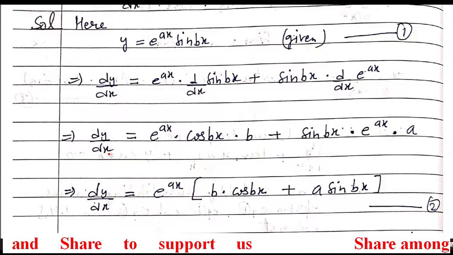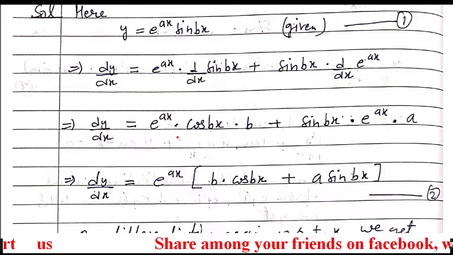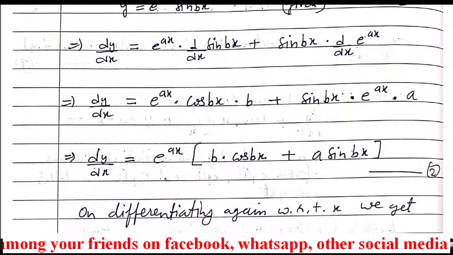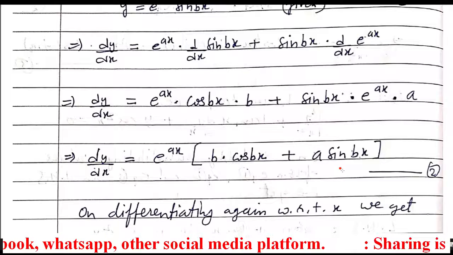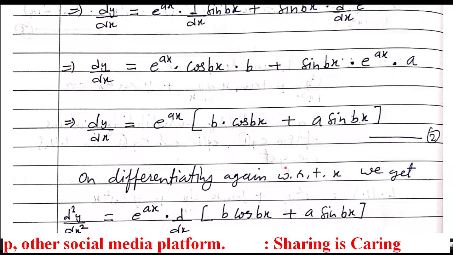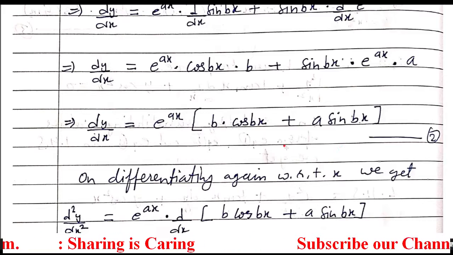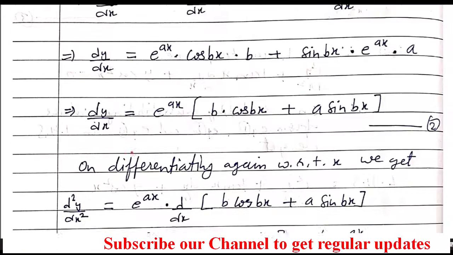Now this is our first order derivative. From here you can see that e to the power ax is present in both the terms, so I took it common. Like this I obtained my dy over dx. Now since we want the second order derivative also, this dy over dx equation, that is equation second, we will differentiate again with respect to x. That will give us the second order derivative.